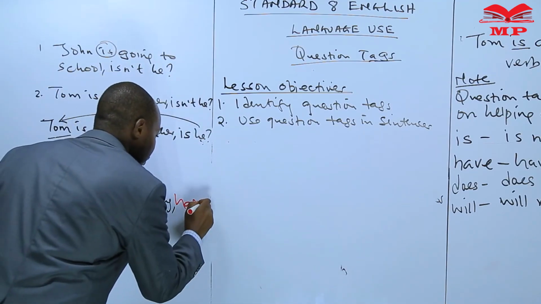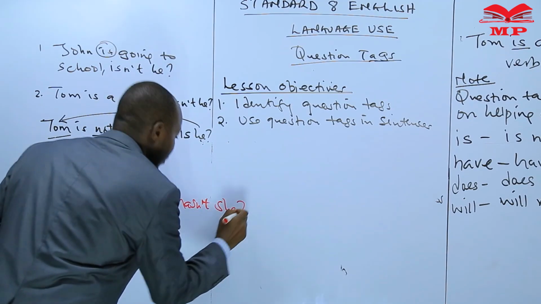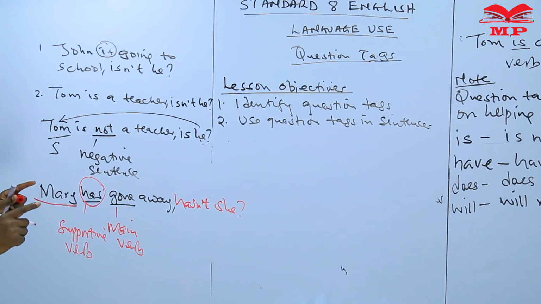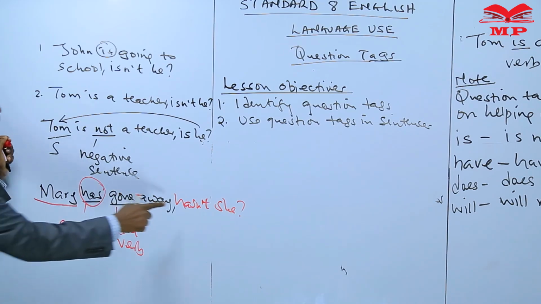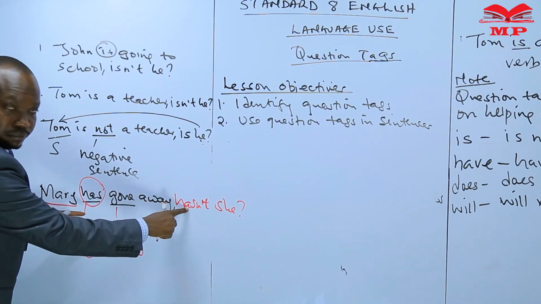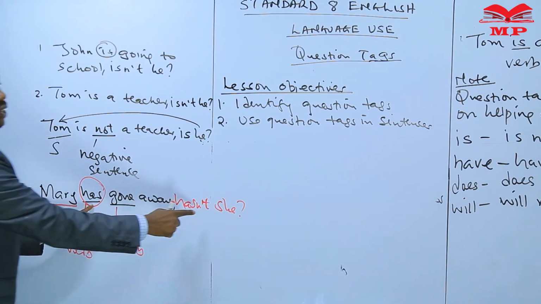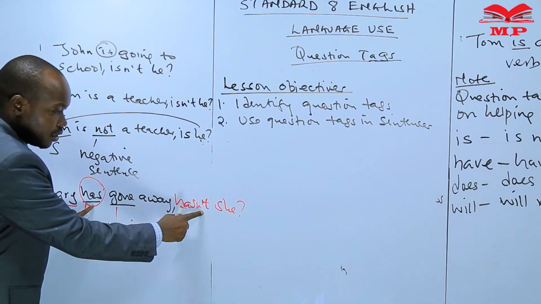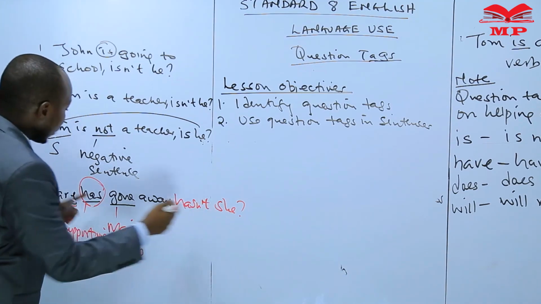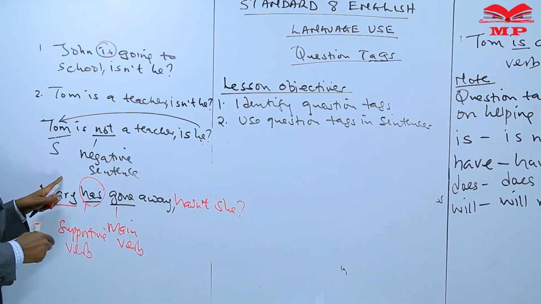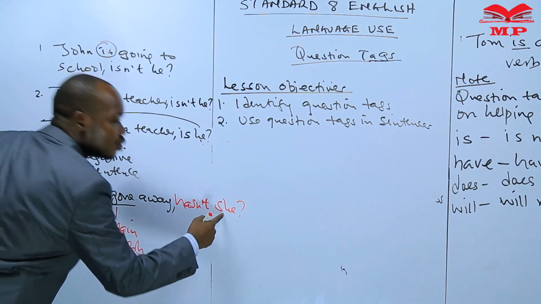Hasn't she? Now, look here. Has is this one. Because this sentence was positive, we give it a negative tag. Okay? Then you go back to our subject. Mary is female. So we have the pronoun she.